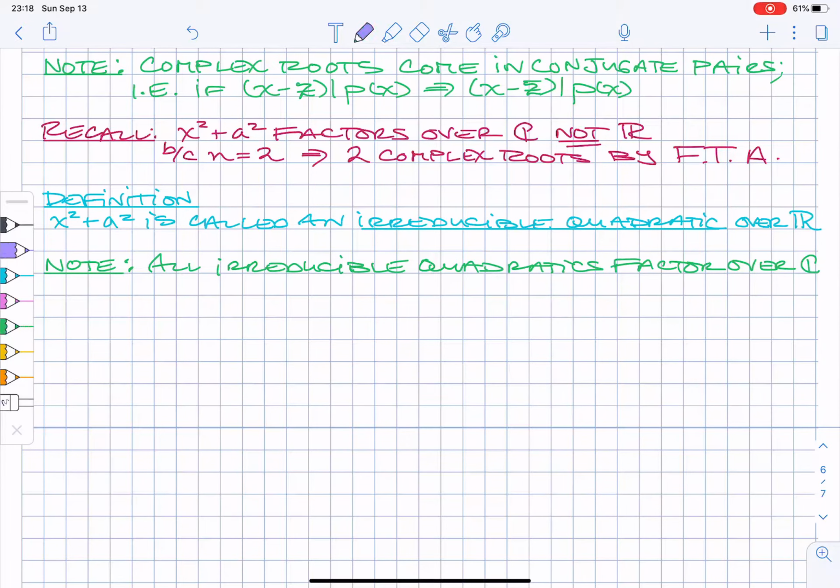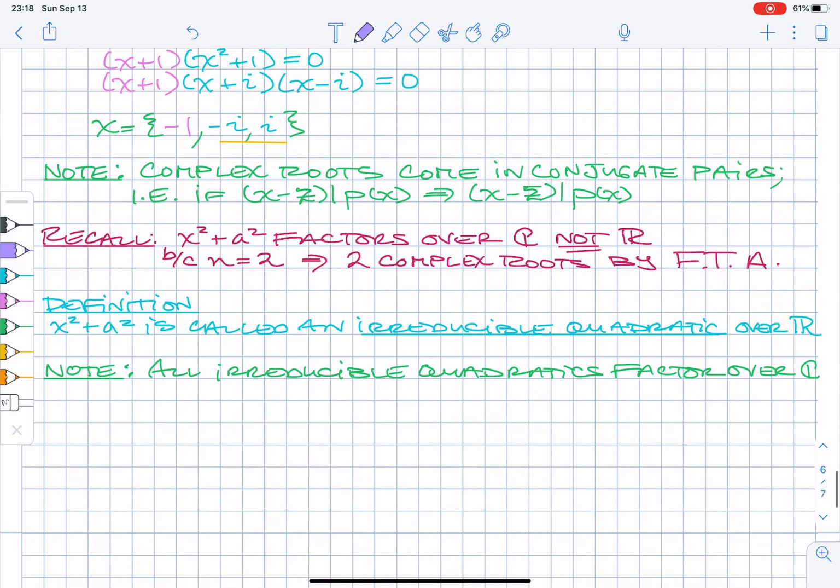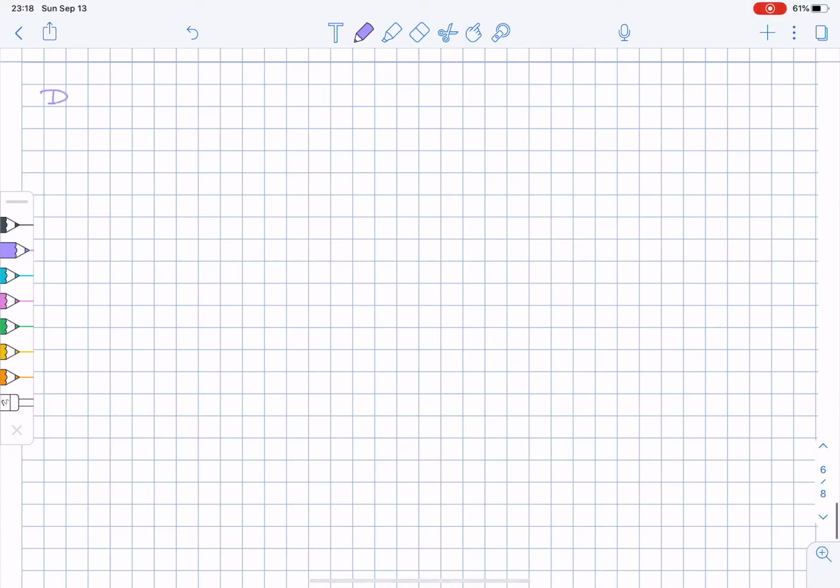Okay, so the next is going to be Descartes' rule of signs. So let's go to the next page. Descartes' rule of signs. Not sure where the S goes.